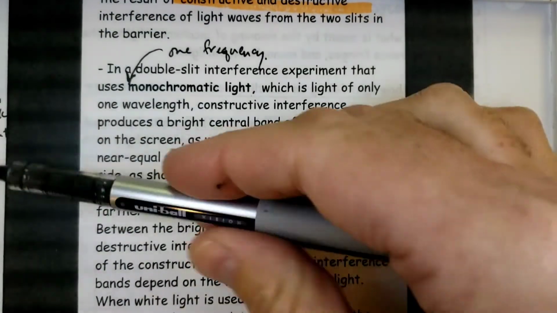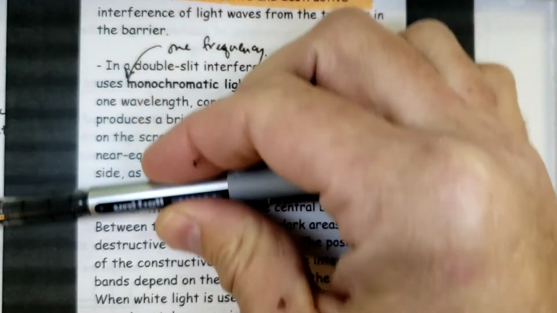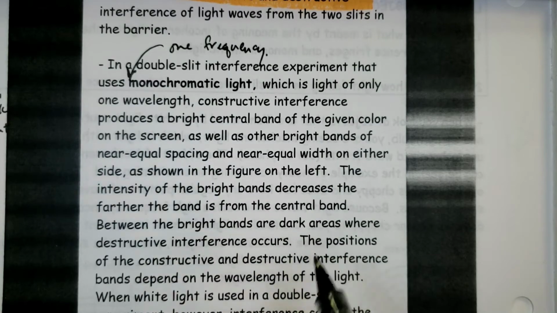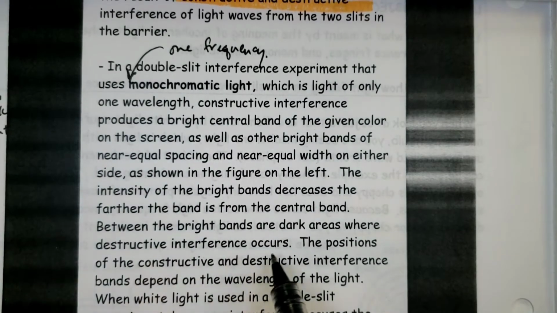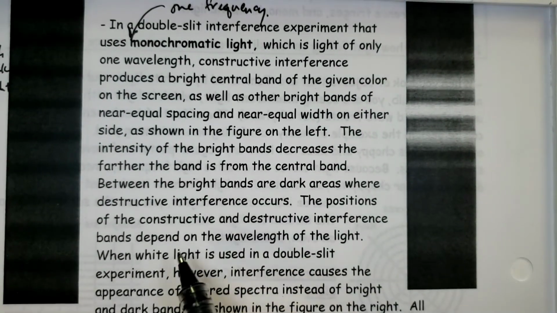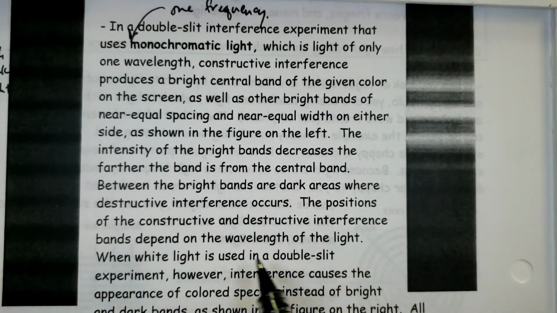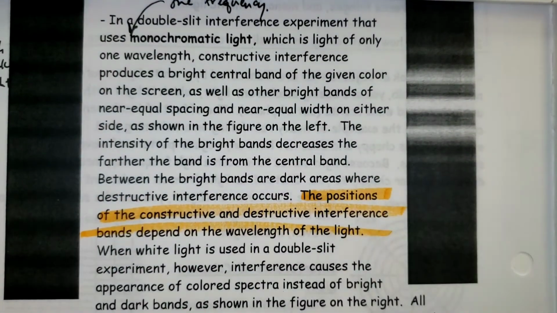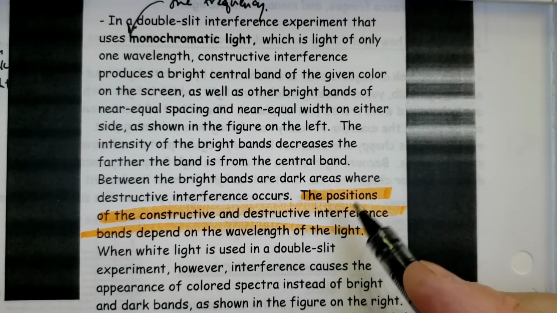So we can imagine this is the center, and then moving out, the bands get lighter. The intensity of the bright band decreases as we move further away. Between the bright bands are dark areas, which are destructive interference. The positions of constructive and destructive interference depend upon the wavelength of light. So look at that, it can help us identify what frequency the light will be.